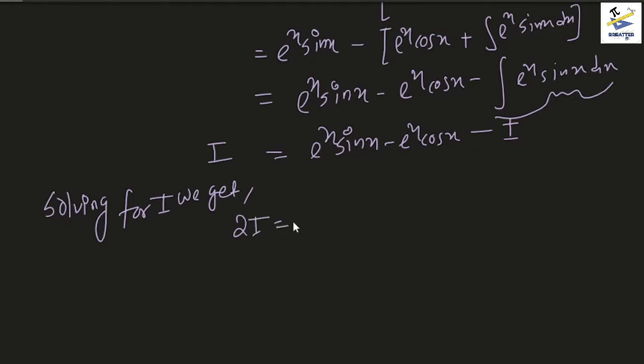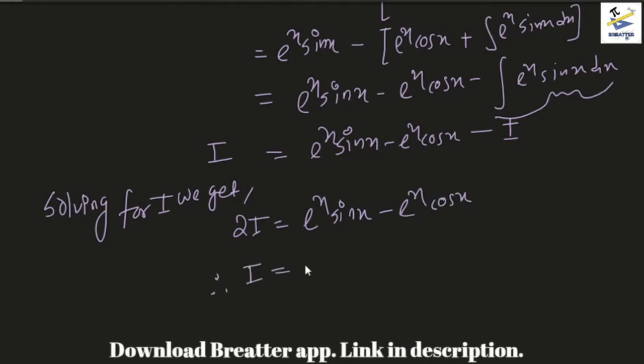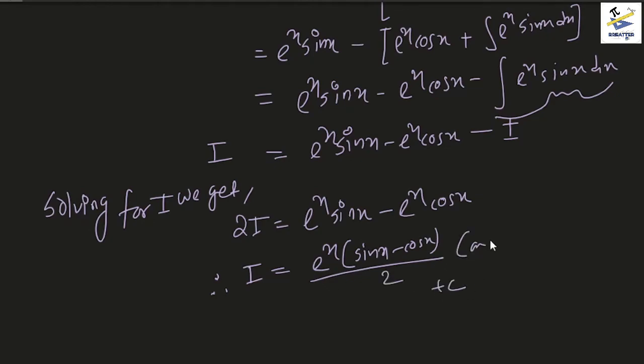we get 2I equals e to the power x sin x minus e to the power x cos x. Therefore I is equal to e to the power x whole into sin x minus cos x by 2, which obviously there is a plus c, which is the answer. So this is one of those integrals where you have to do integration by parts twice to get the answer. So this is a problem where we have basically the integral coming back on its own, and then we have to solve it like that. So this happens a lot of times.